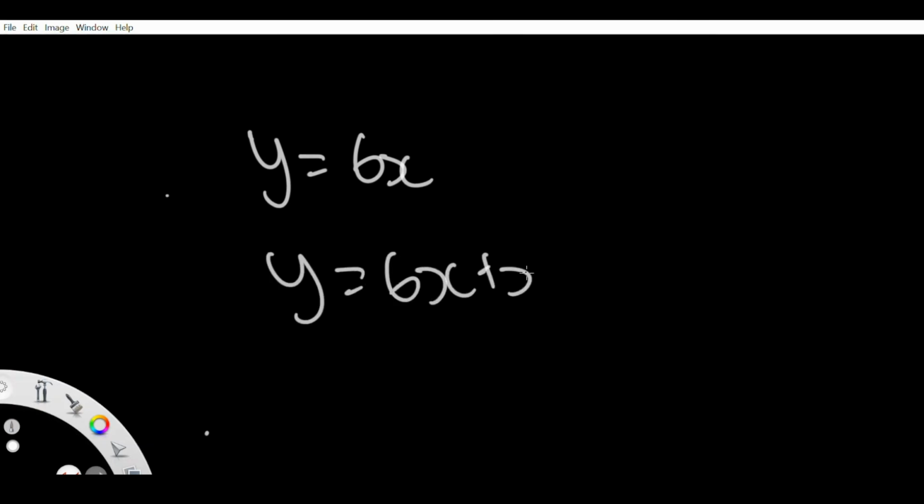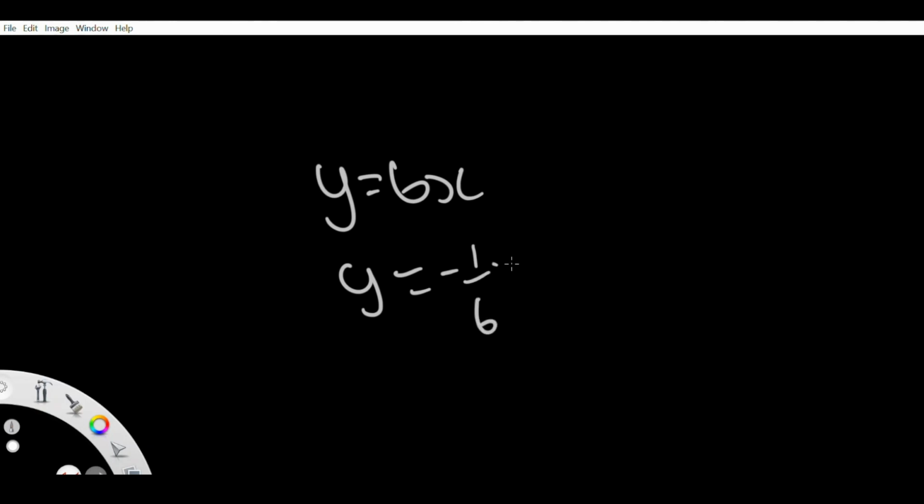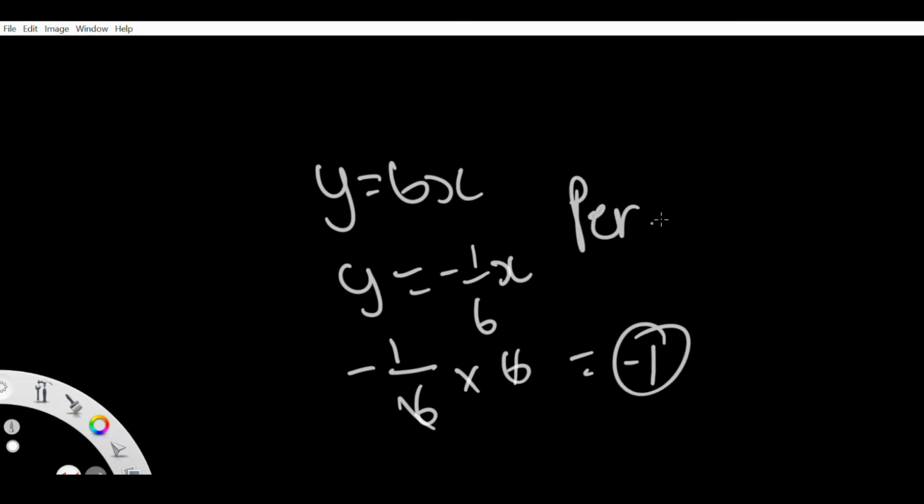So identify the group of lines. We have y is equal to 6x and y is equal to 6x plus 5. Since these lines have the same slope but different y-intercept, they're parallel lines. Next we have y is equal to 6x, and y is equal to negative 1 by 6x. If you see closely, if we multiply these slopes with each other, negative 1 by 6 times 6, we actually get negative 1. So we can say that these lines are perpendicular.